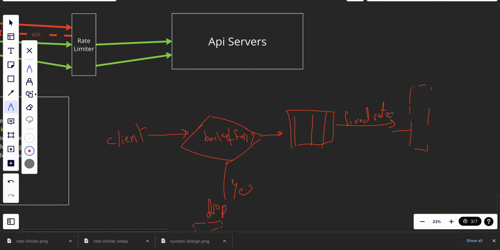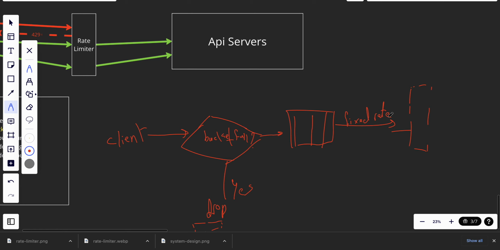The leaking bucket also takes two parameters: the bucket size and the outflow rate. The bucket size is equal to the queue size, meaning how many items the queue can handle. The outflow rate defines how many requests can be processed at a fixed rate. Shopify uses this one, and I guess a lot of other e-commerce companies too.